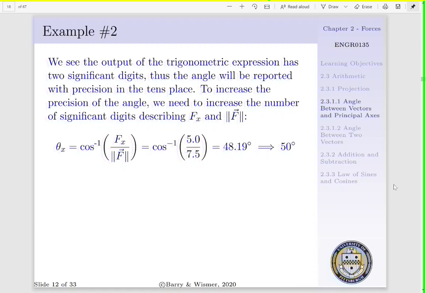Therefore, we can say theta x is equal to cosine inverse of f sub x per the magnitude of f, which is equal to cosine inverse of 5.0 per 7.5, which would give us a value of 48.19, but if we take into account our significant digits, this rounds to 50 degrees.